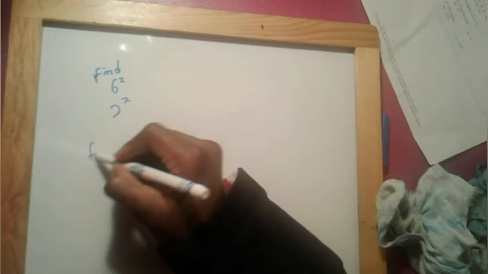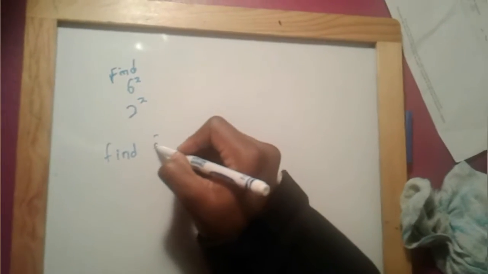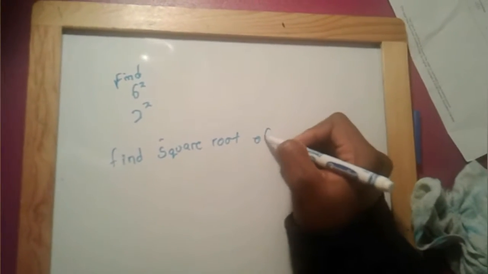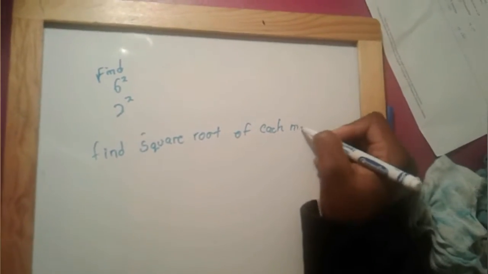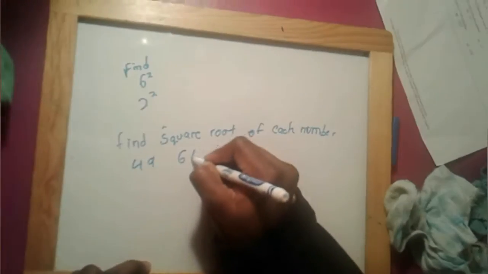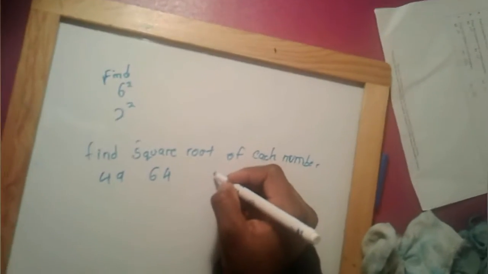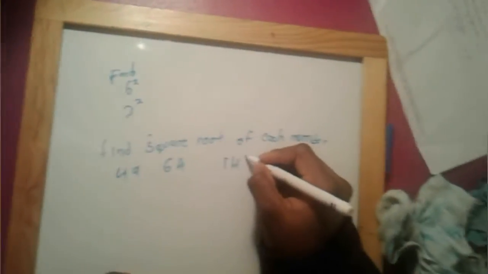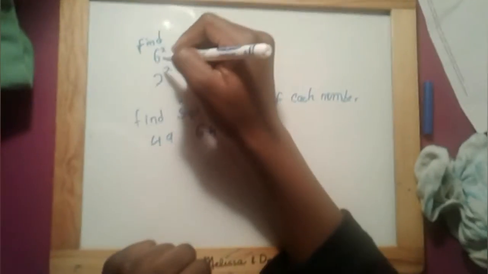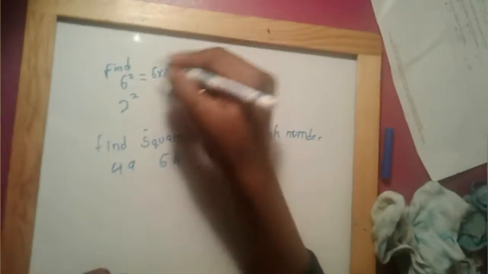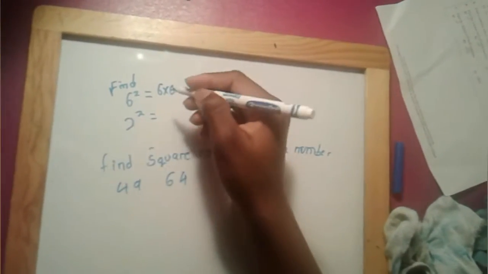Other ones they say find the square root of each number, and they bring 49, 64, or 144. And this is simply, if they say find 6 squared, it will be 6 times 6, and the answer will be 36.